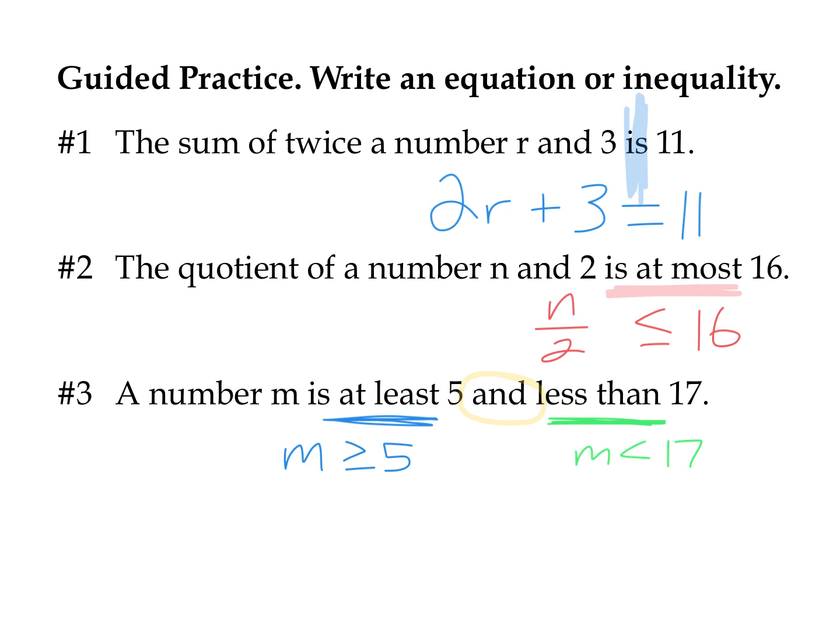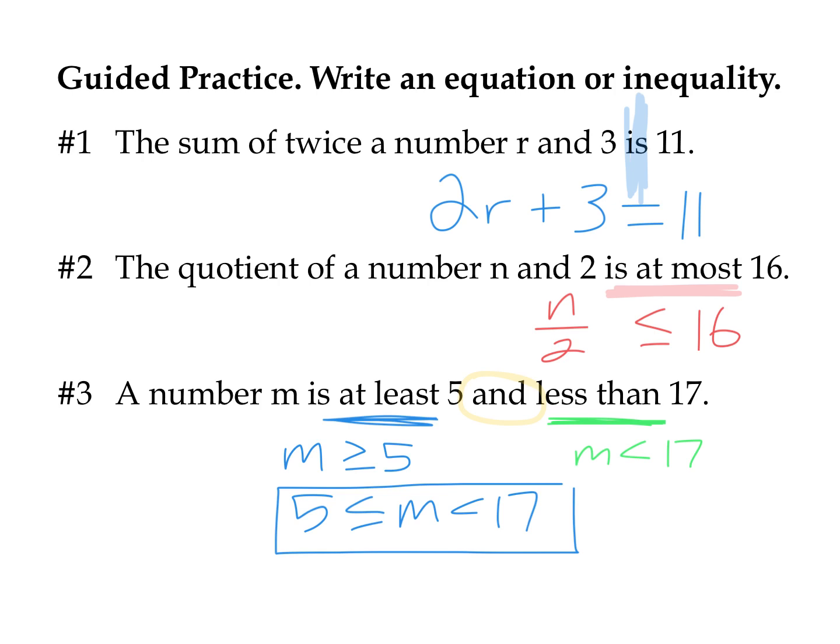How can we do that? We're going to switch around this first inequality here, where the smaller number now is going to be on the left side. So we're going to rewrite this as 5 less than or equal to m. And now we can combine it with this one by just bringing this over, because we can also say m is less than 17, all as one inequality. So that's an and inequality.